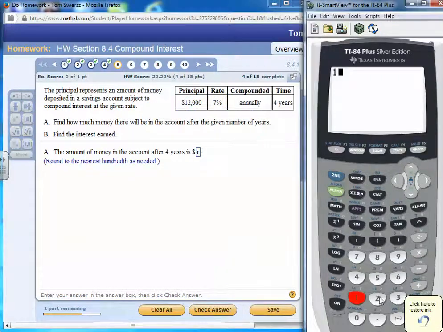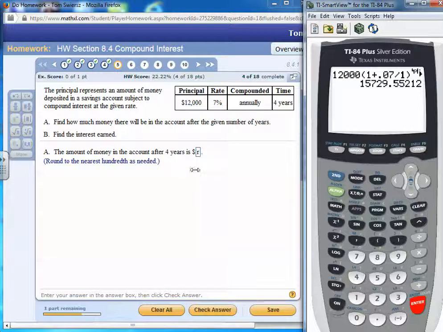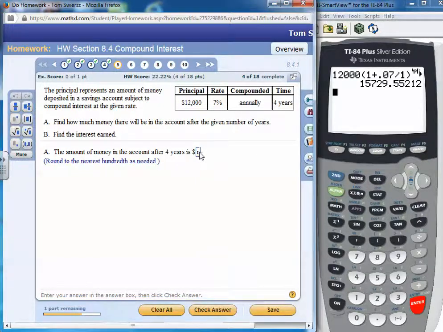So we have 12,000, which is the original principal, a left paren, 1 plus 0.07 divided by 1, and then a right paren, and then the exponent, 4 times 1 power. The amount of money in the account after 4 years, rounded to the nearest hundredth, so that's 2 decimal places, is going to be $15,729.55.